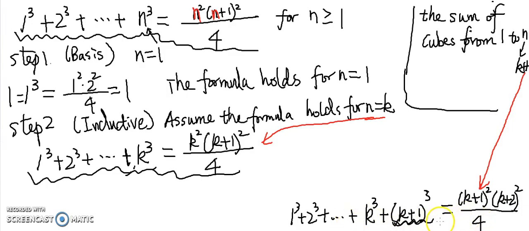So how do we prove this? We start with what we have, and we compare the left-hand sides. We need an extra term, k plus 1 cubed. I'm sorry, not k plus 1, it's k plus 1 cubed. So let's add k plus 1 cubed to both sides.